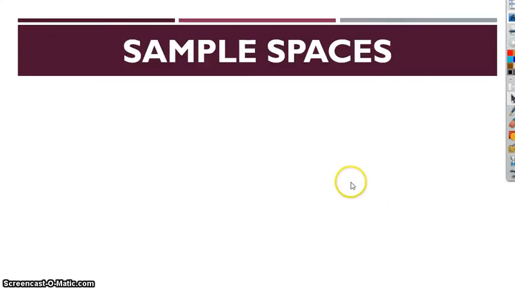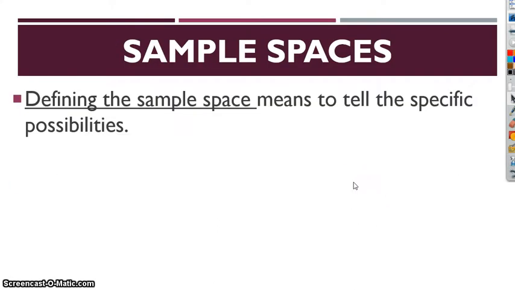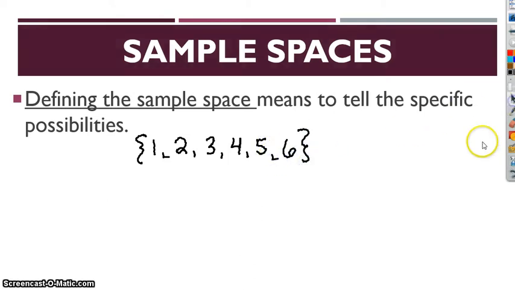In the previous lesson, we also talked about sample spaces. We talked about defining a sample space, which means to tell the specific possibilities. For example, if we're talking about a fair dice, then the sample space would be 1, 2, 3, 4, 5, and 6, because these are the possible things that can happen when you roll a fair dice.